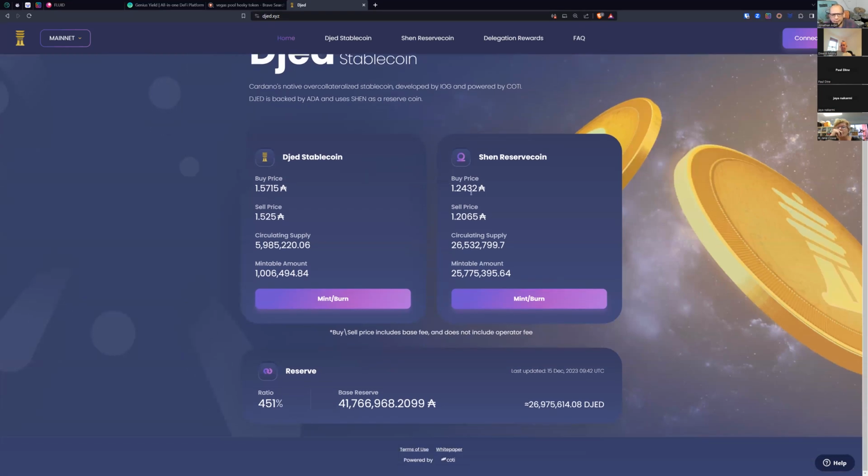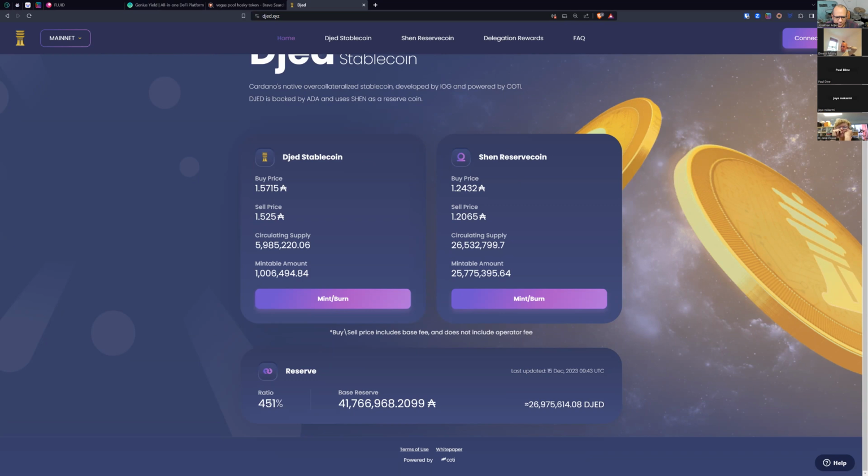So when JED launched, Shen was between 0.9 and 1.1 ADA for that period, and it's been that way for a good year and a half since it launched. In recent times, the Shen portion has gone up, so it's gone up from about 0.9 up to 1.2. So that's a good increase in the value of people invested in Shen.